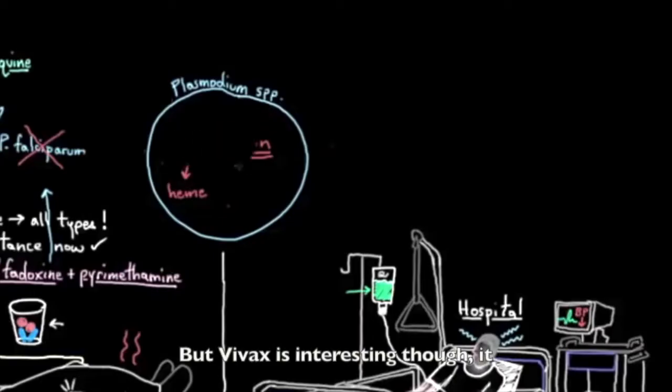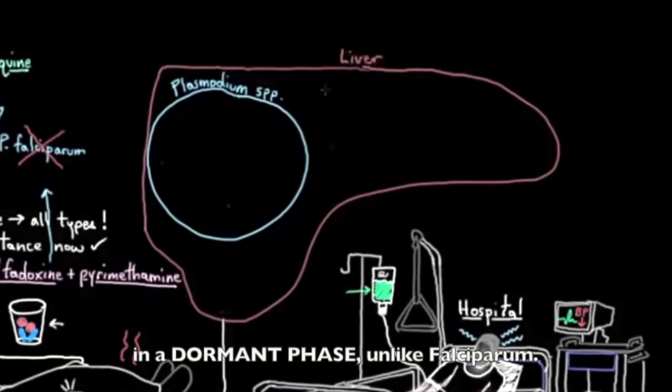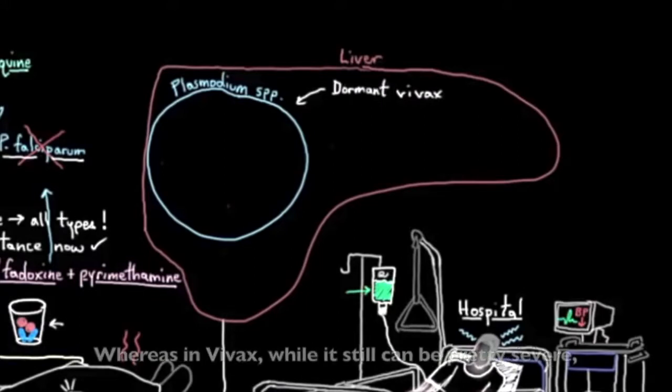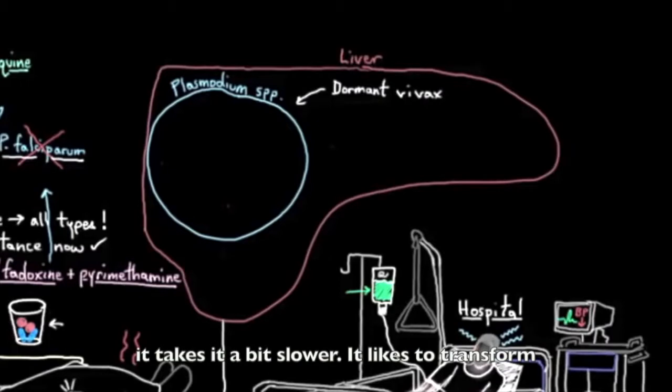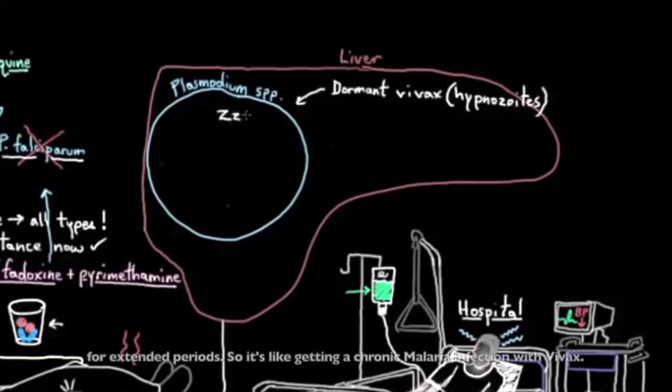But vivax is interesting though. It likes to hang out in the liver as well, in the dormant phase, unlike falciparum. Falciparum sort of gets on with it and causes a super severe infection pretty quickly. Whereas vivax, right, while it can still be really severe, it takes it a bit slower. So it likes to transform into what are called hypnozoites. And then these hypnozoites take naps in the liver cells for extended periods of time. So it's kind of like having a chronic malaria infection with vivax.